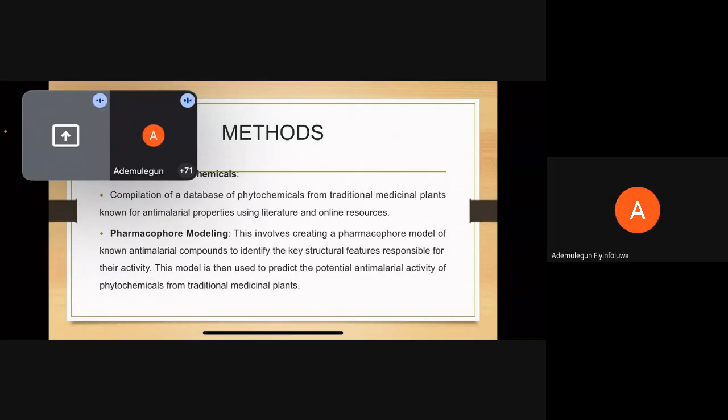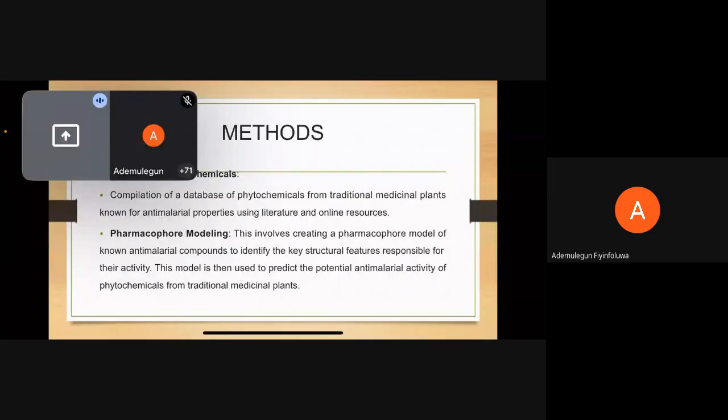Okay, so the methods. We have the phytochemicals. Just like I said, we visited the literature in order to get the phytochemicals that we used. And it's not just about getting the phytochemicals, but getting the active compound that works. So we have the pharmacophore modeling.